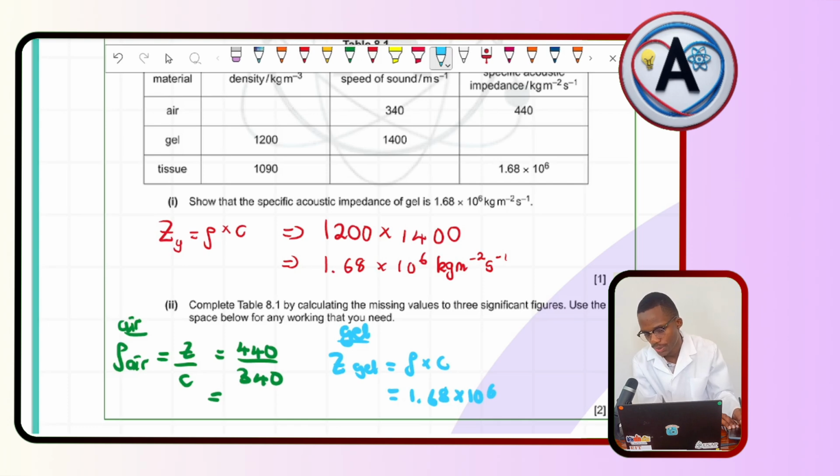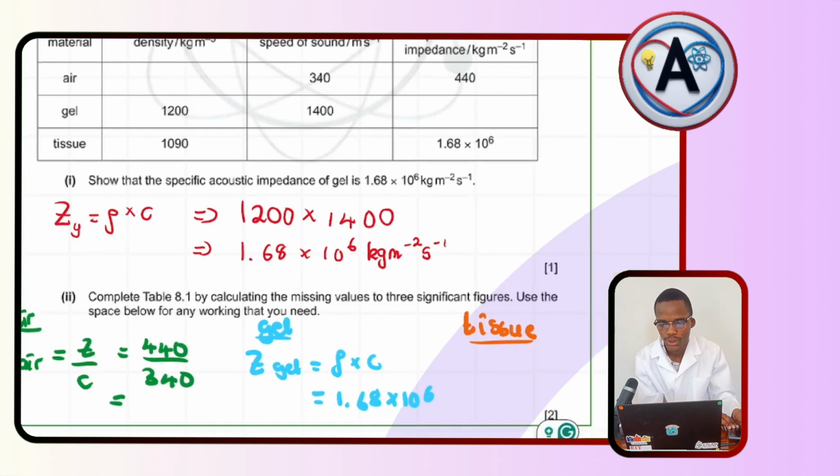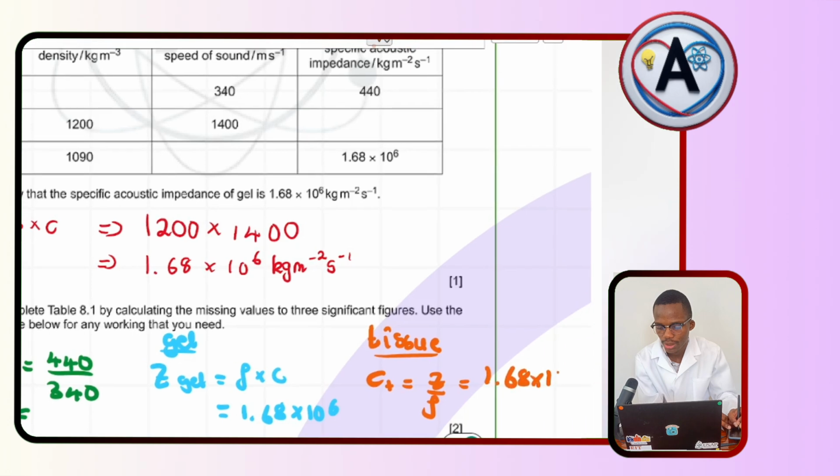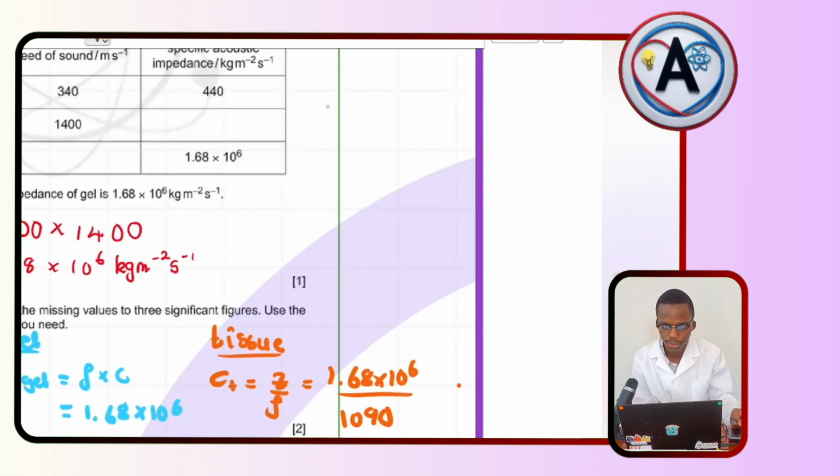Speed of sound in tissue. You can see the specific acoustic impedance in gel and tissue is almost the same. Then the last one is tissue. To find the speed, C of T, that's going to be Z divided by density: 1.68 times 10 to the power of 6 divided by the density, which is 1090. Then we're going to put our answers over here.